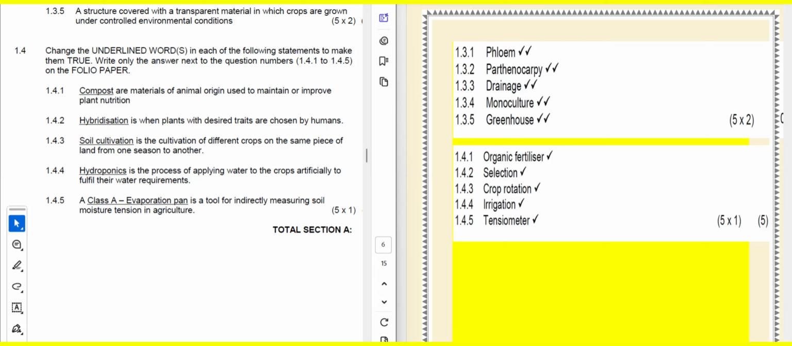Correct. And just like that, Karabo got full marks for Section A. Well done, my girl.